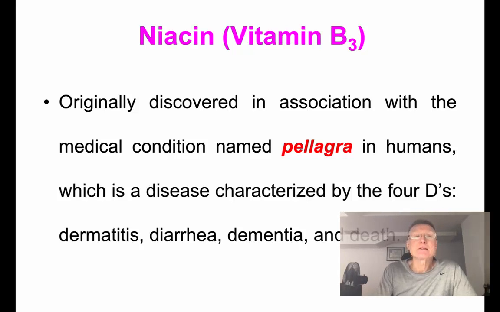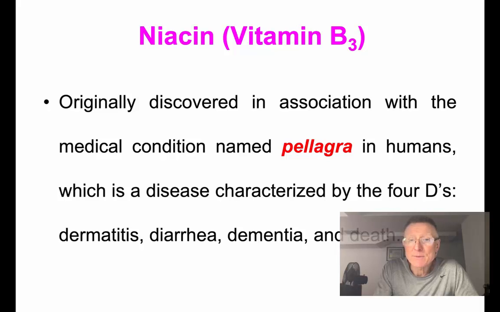The third one is niacin, or vitamin B3. It was originally discovered in association with a medical condition named pellagra in humans. So you can see that most of these vitamins were discovered because at some point in time people were deficient in them, and trying to find out what was causing that particular condition, vitamins were discovered. So all of them have some relationship to a particular condition or disease, and then understanding how the disease was caused, the vitamins were discovered.